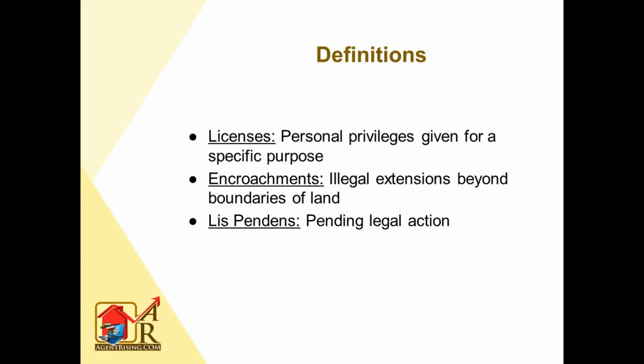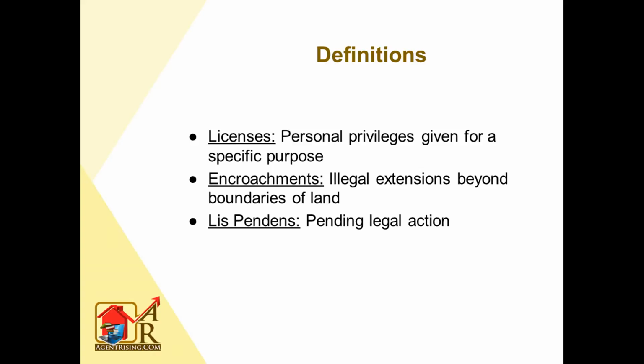Okay, so licenses: personal privileges given for a specific purpose. In our case, that would be the privilege or right granted to operate as a real estate broker or salesperson. So you will be licensed. It is the revocable permission of a temporary use of land, a personal right that cannot be sold. So there are a lot of different licenses that we will see in our definitions. Generally what they're looking for is that permission. License equals permission.